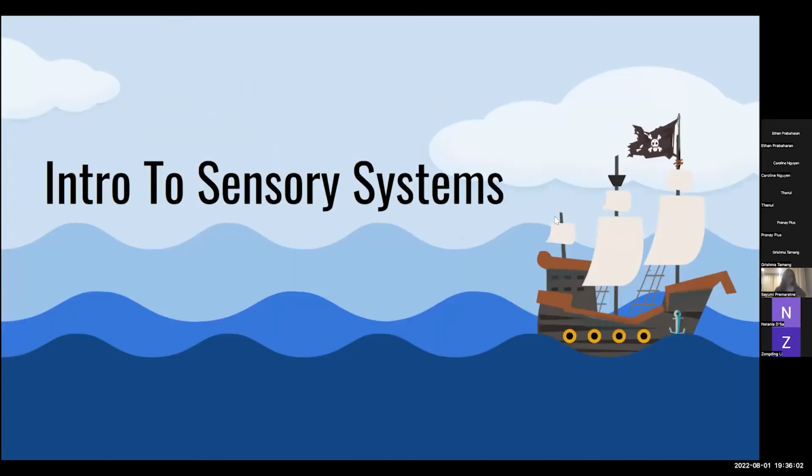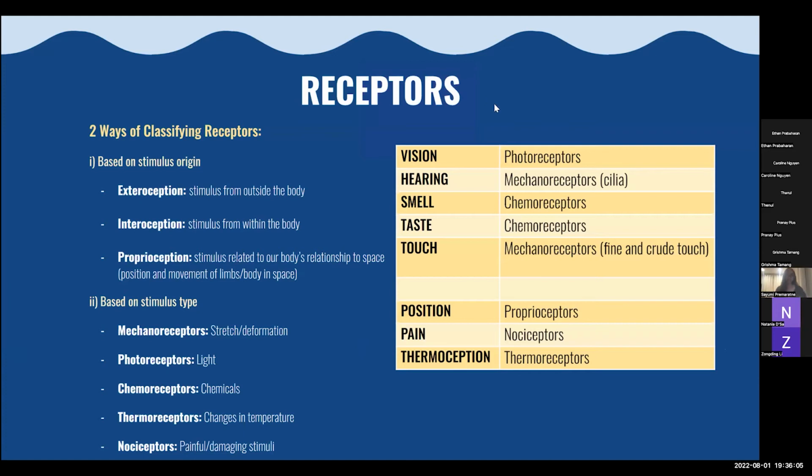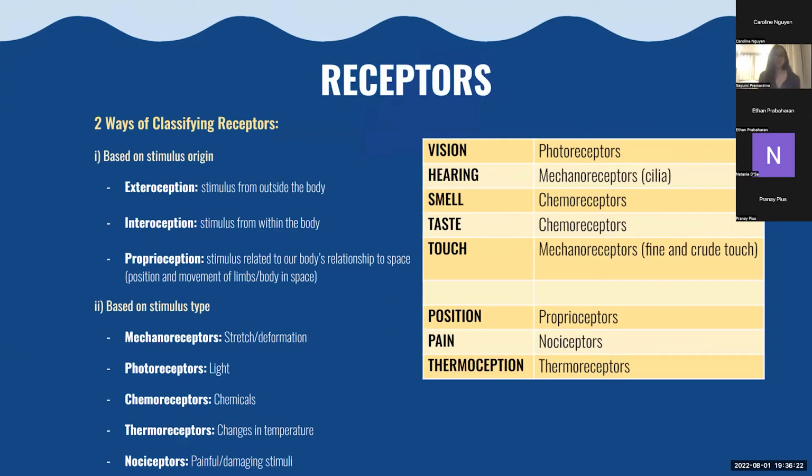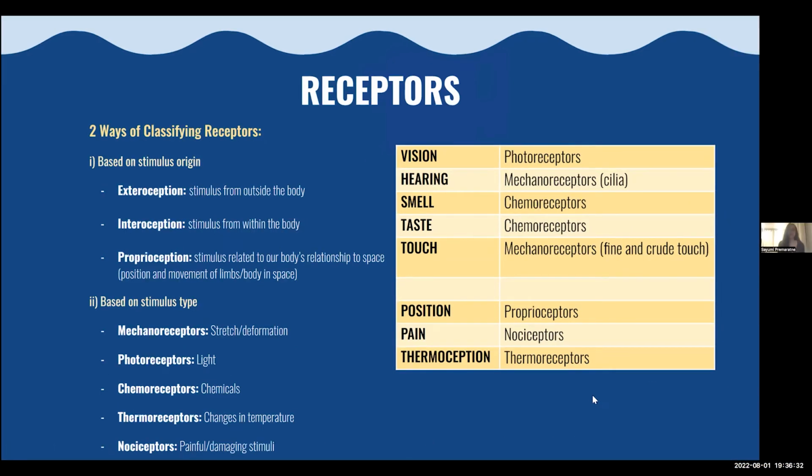So we'll start with the intro to sensory systems. The first thing is the idea of receptors. So there's 2 ways that we can classify receptors that can be based on the origin of a stimulus or the type of a stimulus that will interact with those receptors. So if we classify based on the origin, we have exteroception and interoception. So the first one being from outside of your body, the second one from being inside of your body. And then proprioception is related to our body's relationship with the space around it.